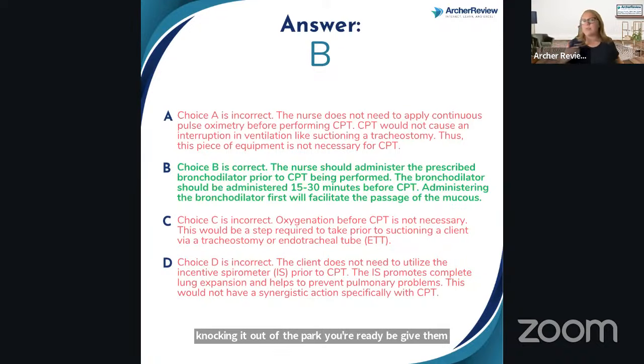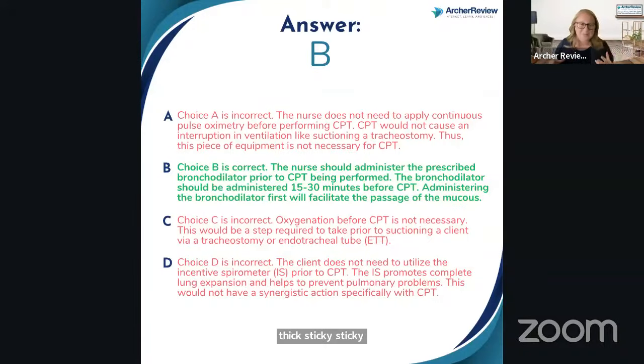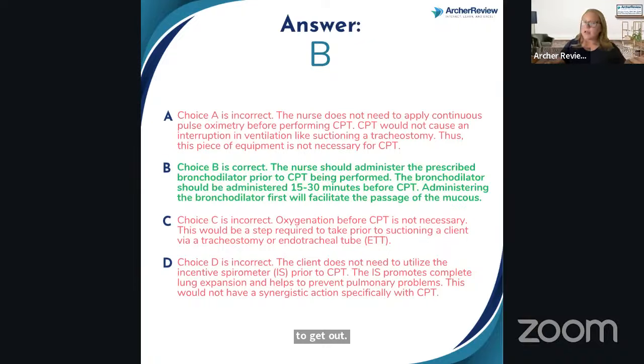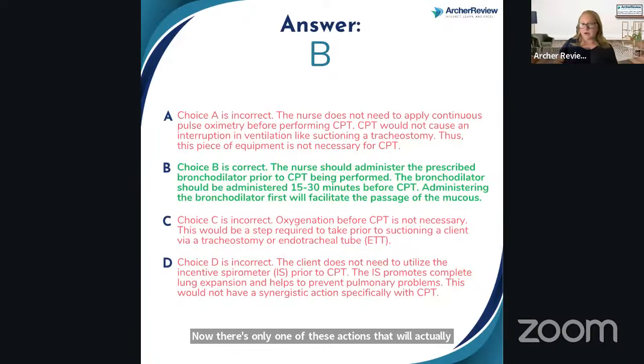With CF, we know that they have thick, sticky, viscous mucus. There's just like a ton of it building up in there. And that makes it hard for having good airway clearance, getting a lot of air in and out of their lungs. It's just clogged up with that gross mucus. So we do CPT to try and loosen all that mucus up and make it easier to get out. Now, there's only one of these actions that will actually help that procedure, and it's giving the bronchodilator. If we make their bronchi and bronchioles bigger, there is more room for us to break that mucus up with that CPT and help them get it out. That's why B is correct.